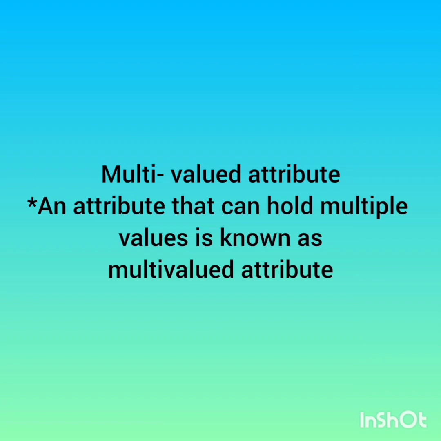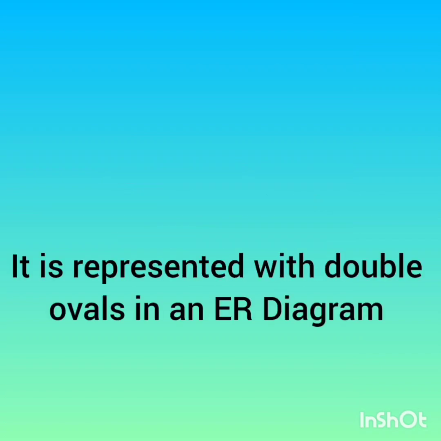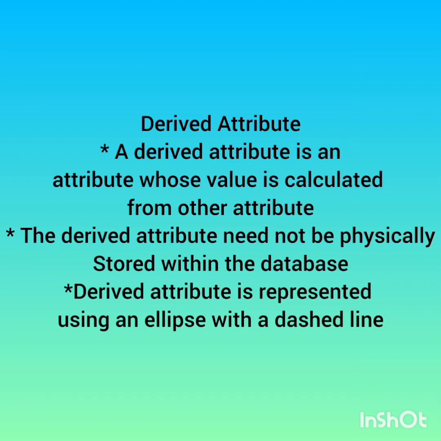Multivalued attribute. An attribute that can hold multiple values is known as a multivalued attribute. It is represented with a double oval in an ER diagram. Derived attribute. A derived attribute is an attribute whose value is calculated from other attributes. The derived attribute need not be physically stored within the database. A derived attribute is represented using an ellipse with a dashed line.